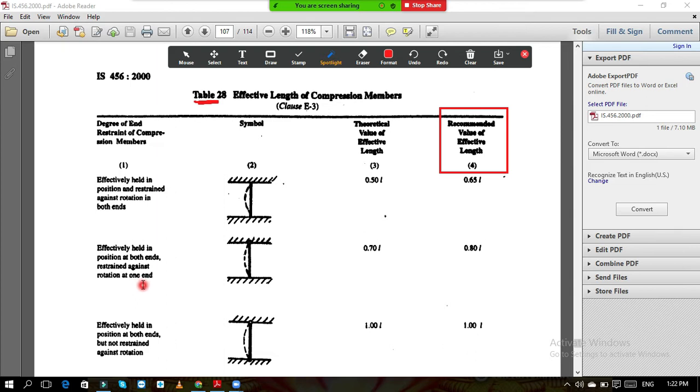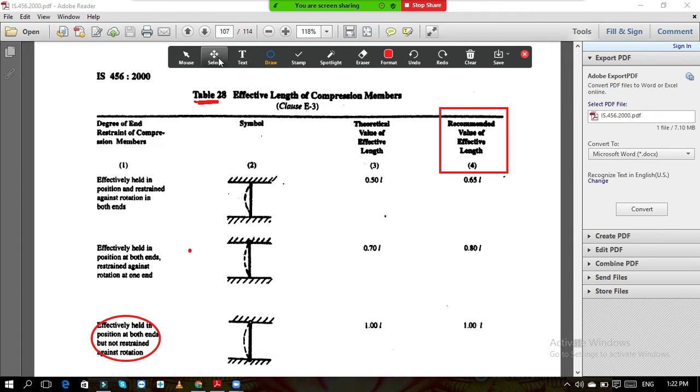So one end is restrained. This condition is also not there. If we go for the third condition, effectively held in position at both ends, but not restrained against the rotation, this condition is given to us in the problem, and we are going to refer to this condition. So for that, what is the value they have given?